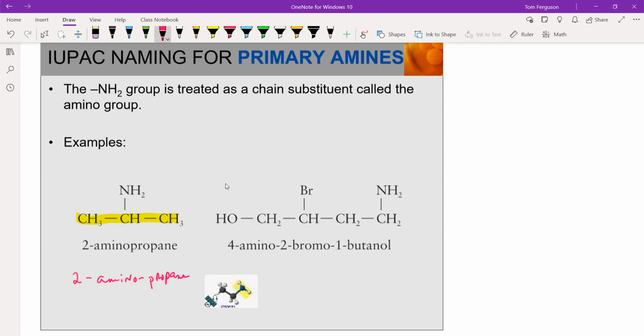In this naming, the alcohol is taking precedence in terms of the name over the bromo and the amino group. So the basic backbone here is going to be an alcohol with an amino branch and a bromo branch.